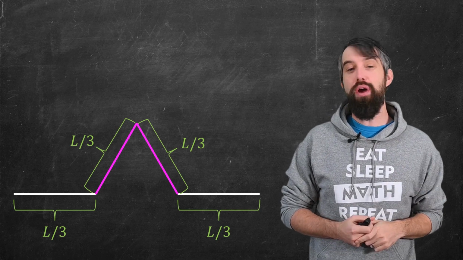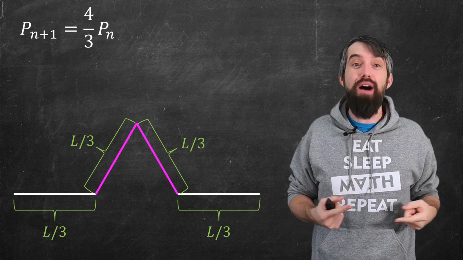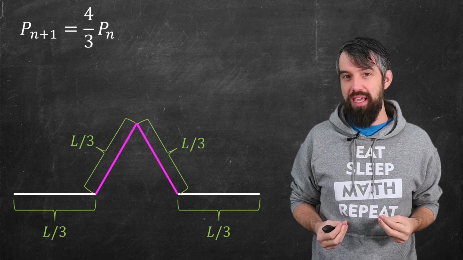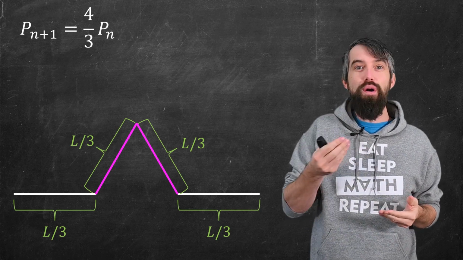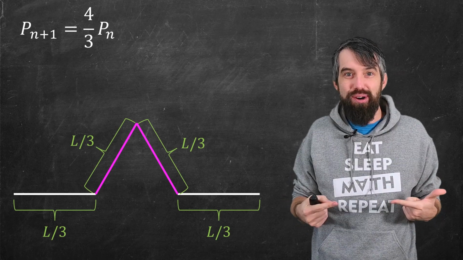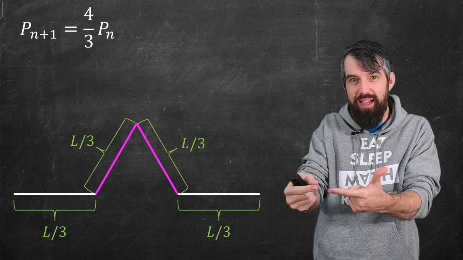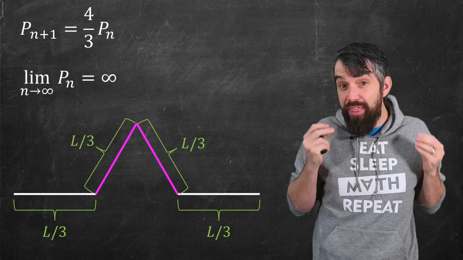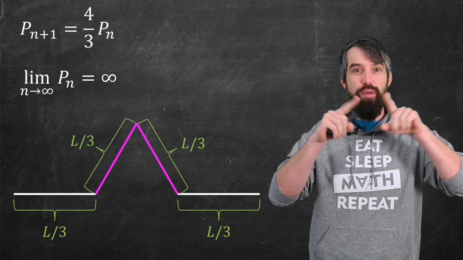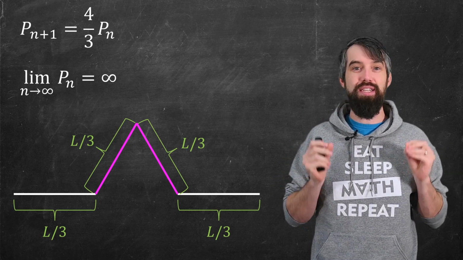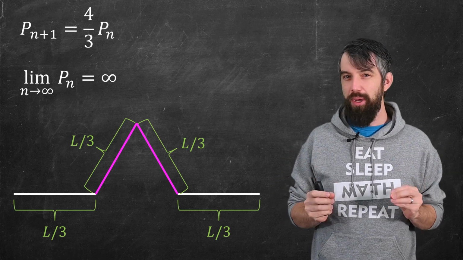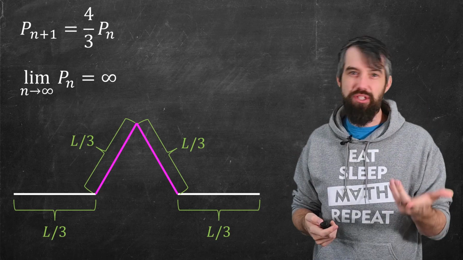That is, if I want to try and describe what the perimeter of the Koch snowflake is going to be, well, then it's just 4/3 times what the perimeter of the previous iteration was. Take the limit as n goes to infinity, and this is going to diverge. So the perimeter of our snowflake diverges to infinity. But what about the area? So same sort of thing.